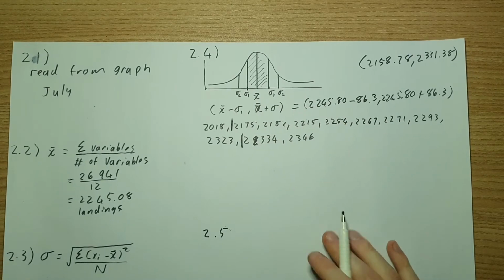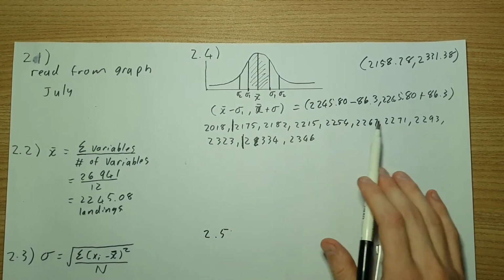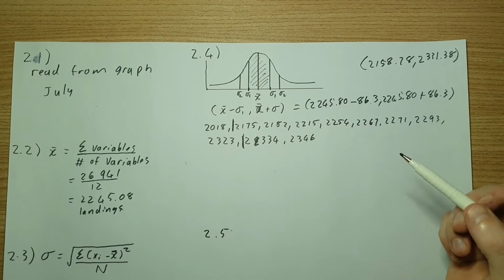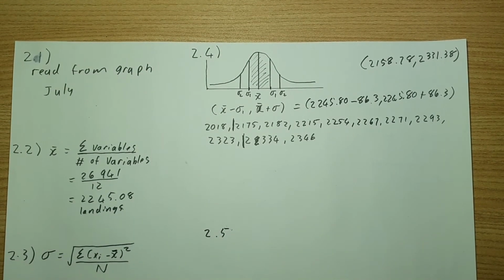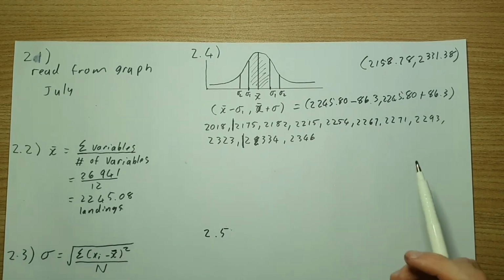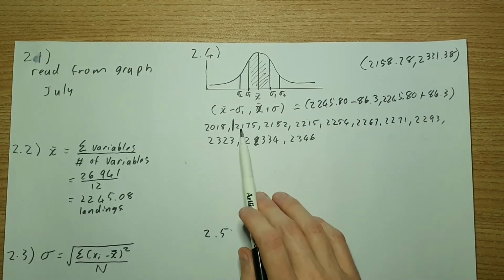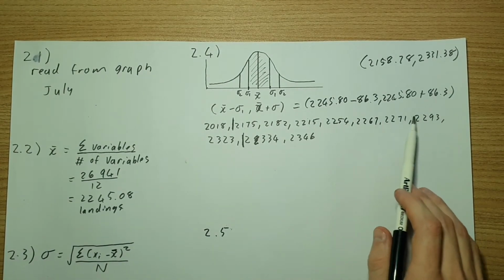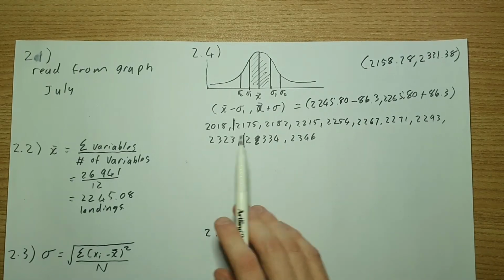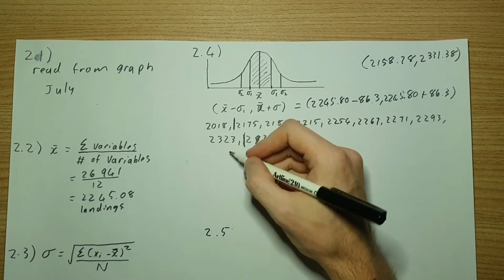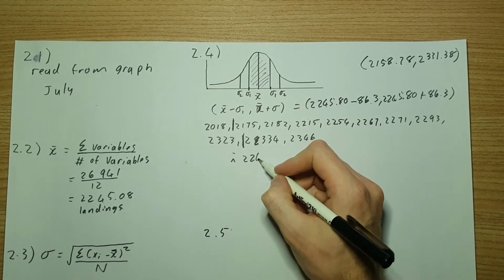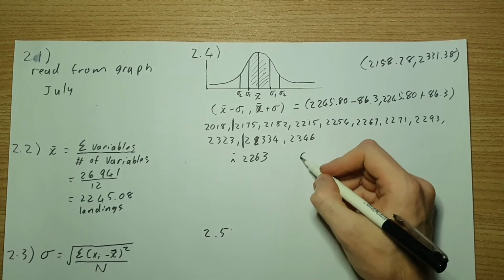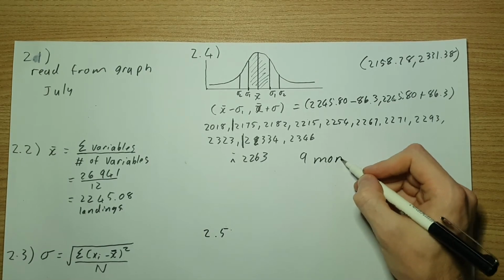Now we just add up the months. 1, 2, 3, 4, 5, 6, 7, 8. Have I missed a number? It's possible that I have. 1, 2, 3, 4, 5, 6, 7, 8. I have missed a number, so there should be a number over here that is 2263, and your total will be 9 months.